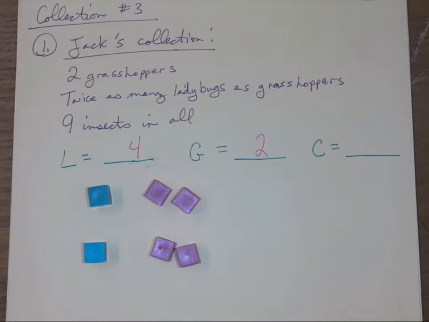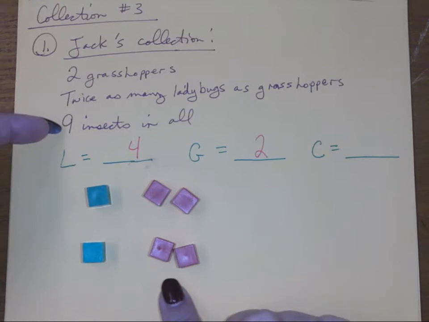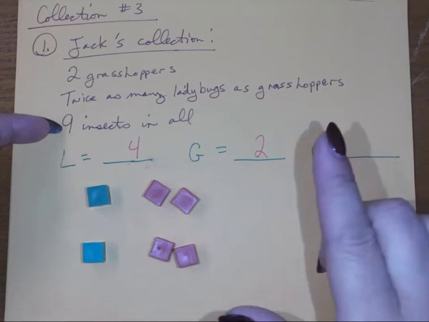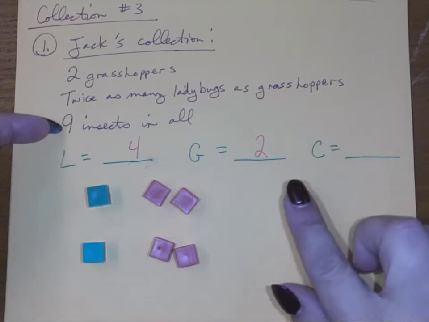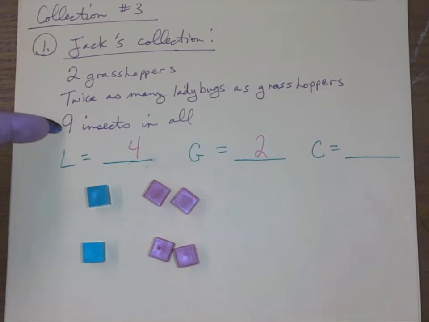And then what do you think that Jack's going to do to figure out how many are crickets? That's the only one I've got left, right? How many are crickets? Well, we use this piece of information, and we use that piece of information. So now I need this piece of information, which says there are 9 insects in all. And I know there's already 6 out there. So if the ladybugs are taken care of and the grasshoppers are taken care of, everything else has to be a cricket, right? So I've got 6. I need to work my way up to 9.